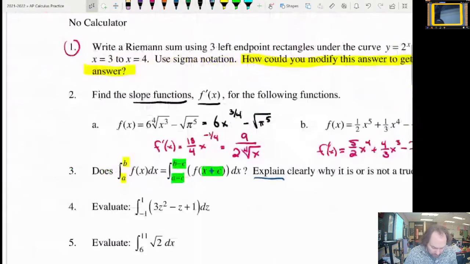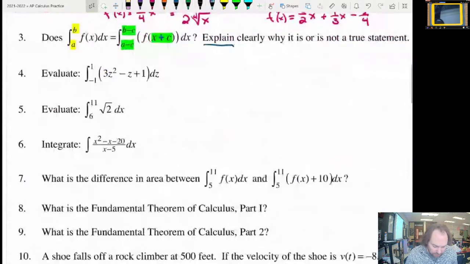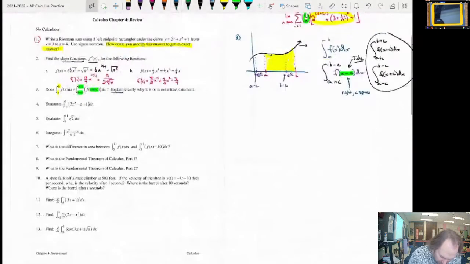Let's look at 4 for a minute. We're going to evaluate a bunch of integrals here. I'm going to do as much of these by hand as possible, just to remind you how that's done. Well, actually 5 and 6 you would have to do by hand. So number 4, you could make the case that's a calculator question, but it's actually not too tough to do. I'm going to write it down off to the side here. This is number 4. This is the integral from -1 to 1 of 3z squared minus z plus 1 dz, like this.